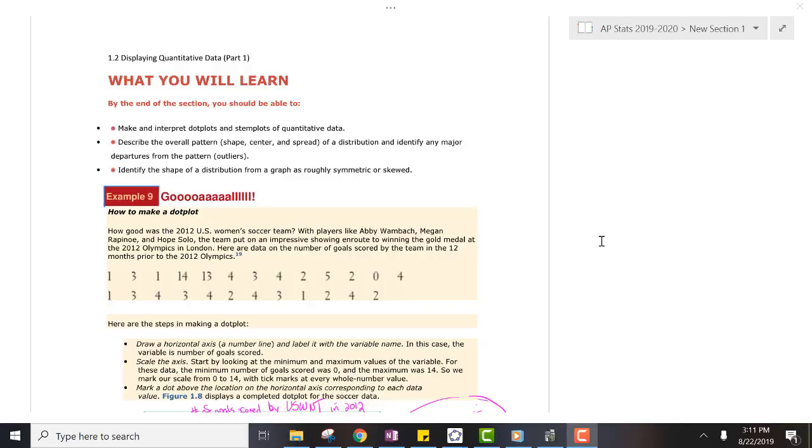All right, we're going to be looking at section 1.2, displaying quantitative data. We're going to mainly focus on dot plots and stem plots. So here we're using this data here: the 2012 U.S. Women's National Soccer Team, the number of goals they scored in the 12 months prior to the 2012 Olympics, where they won.